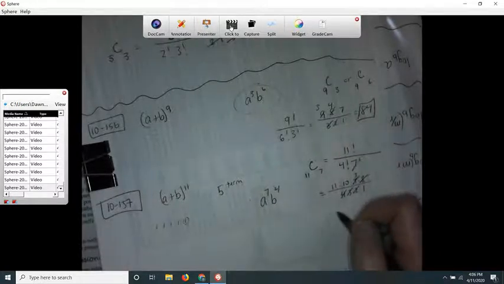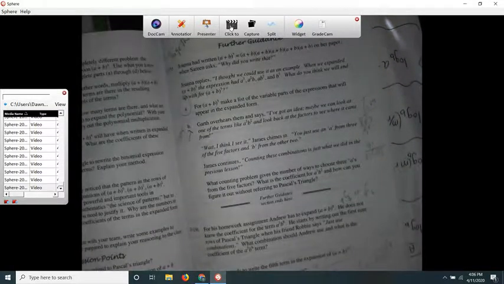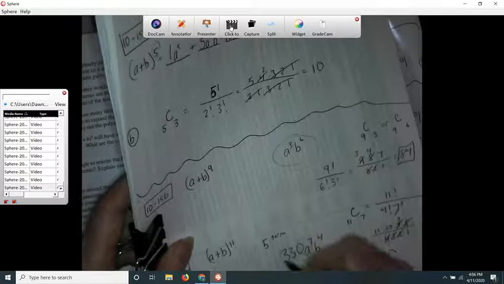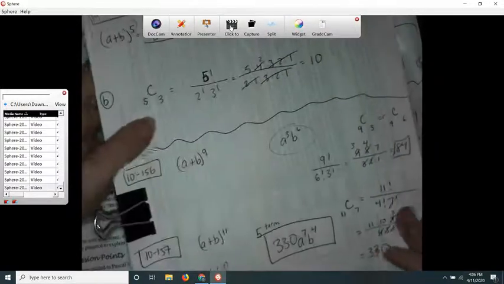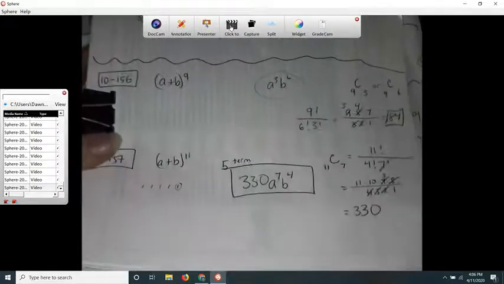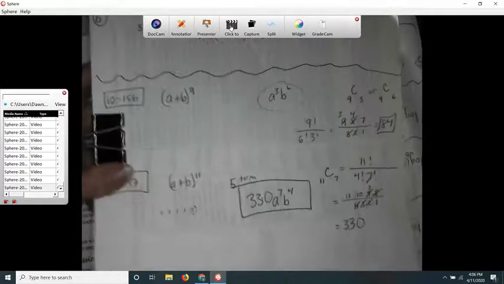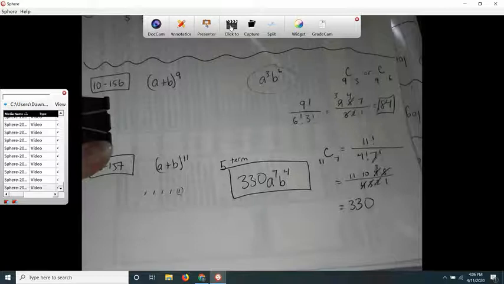So is that right? Yeah. So that's 330. So this is part of the answer for 10-157. They wanted the fifth term, so there it is. Use some combinations to get it. Now Rebecca needs to know the fifth term in the expansion of x minus 2 to the 11th. How can you use the result from part B to help Rebecca with her problem?